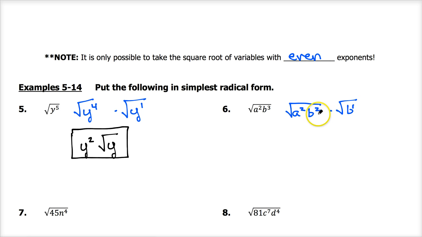Notice that this is a b squared and a b to the first, so they still add up to 3 if I were to put those back together. But now I can take this first radical and simplify this. The square root of a squared is a, and the square root of b squared is b. So this becomes ab times, this is just a radical b here at the end.